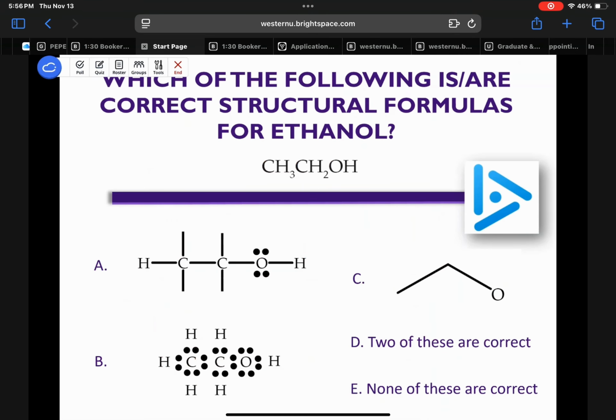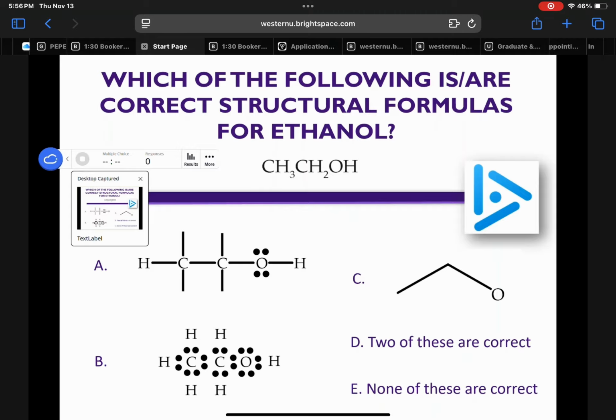So, we're going to have a brief review of some principles of communicating organic chemistry, looking at structures. So I'd like you to chat with the person beside you. Which of the following is or are correct structural formulas for ethanol? Chat with the person beside you and submit your answer.